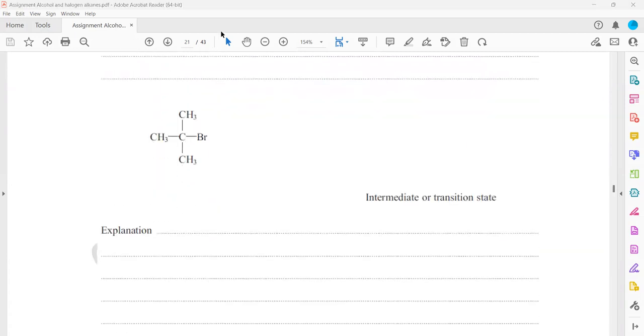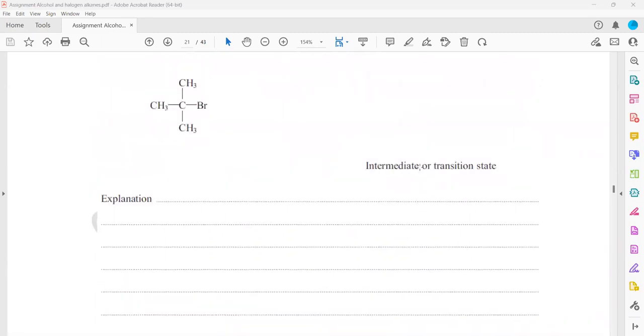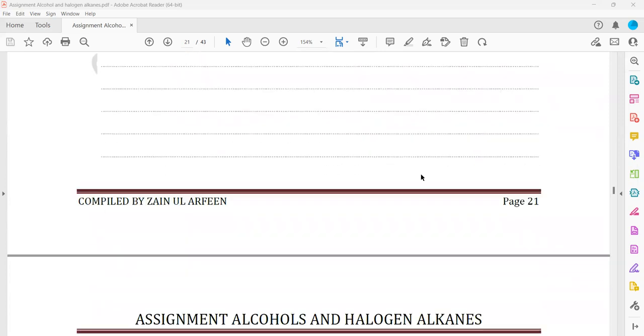But the second one is a tertiary halogen alkane. So first the bond will break, then the bond will form. When the bond breaks, this will be the carbocation. And here, a tertiary carbocation is more stable than a secondary or primary one. That will be the reason. And for the first one, the bond breaking and bond forming take place at the same time as the molecule is small or there's space available. Here you can mention steric hindrance or more repulsion from the molecule.